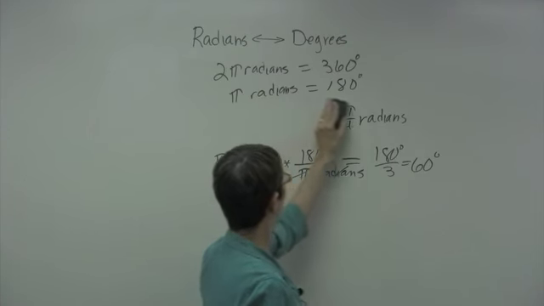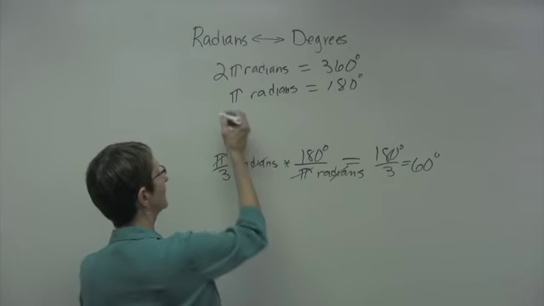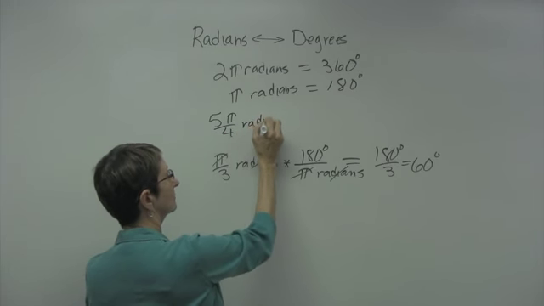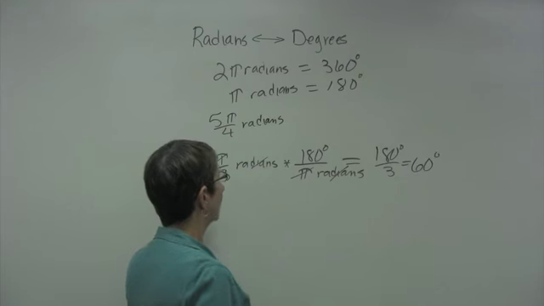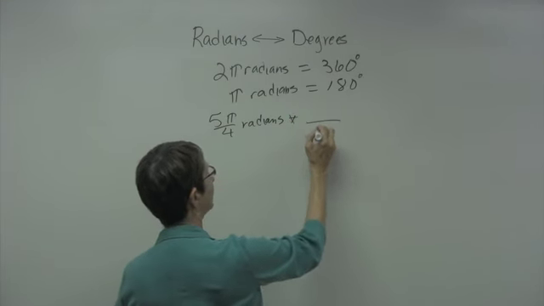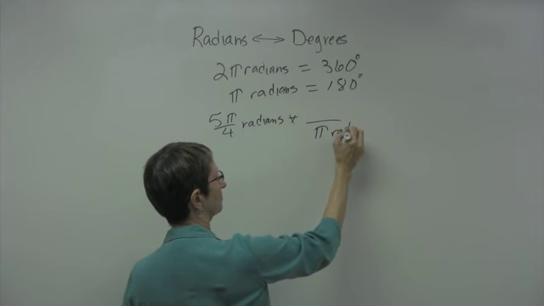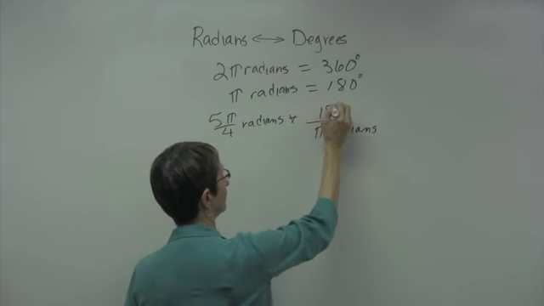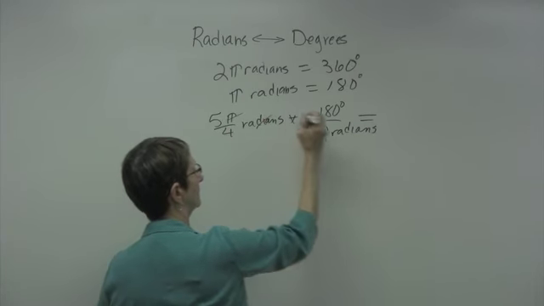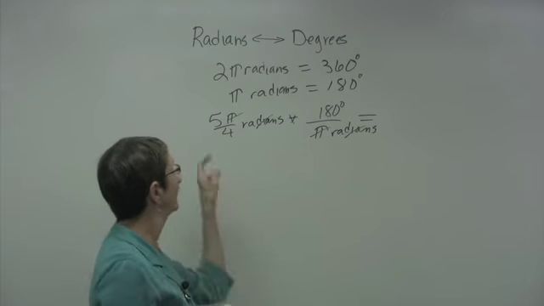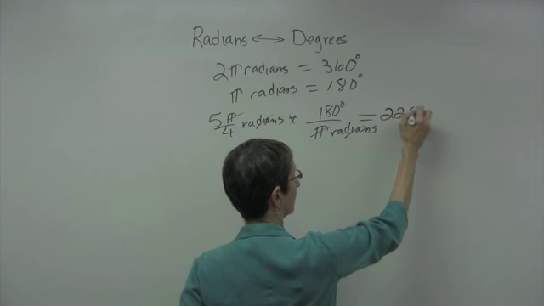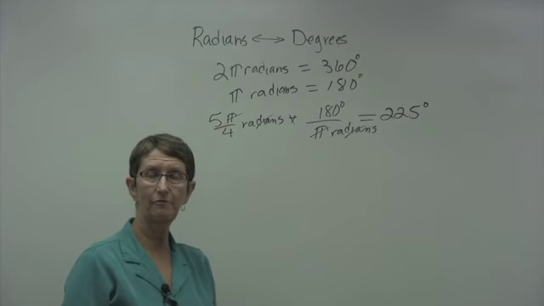Let's go a little bit more complicated here. Let's take an angle of 5 pi over 4 radians. If I want to change that to degrees, I multiply it by pi on the bottom for radian measure, 180 degrees on top, and then after you cancel, you multiply 5 times 180 and divide by 4. That would give me an angle measure of 225 degrees for 5 pi over 4.